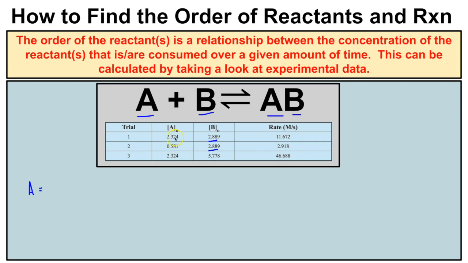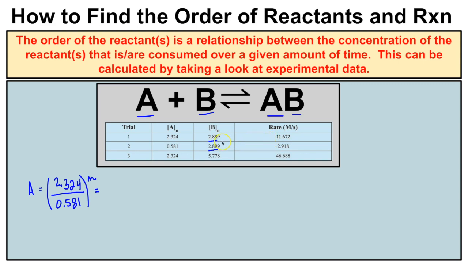To find our order, we're going to take the higher value of these two, and we end up with 2.324 divided by the lower value, 0.581. We're going to put this in parentheses and raise it to some sort of power, in this case m. And we're going to set this equal to, now let's take a look at our rate over here.